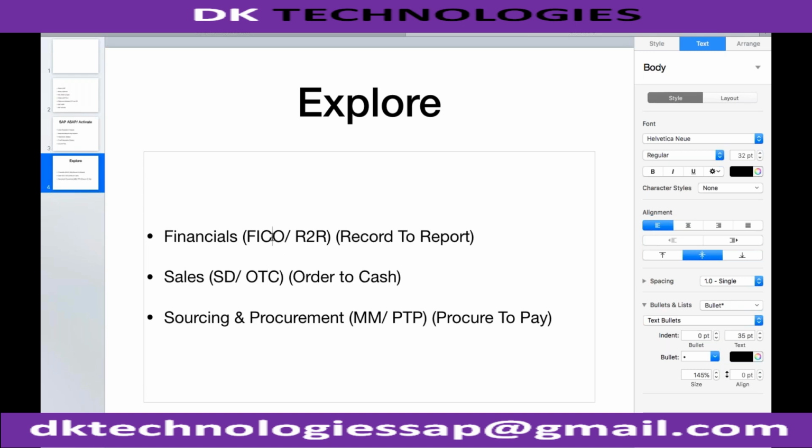Definitely. See, FICO is not only for O2C. FICO has a lot of other things like general ledger accounting, AP and AR accounting. There are a lot of other things. So here you will be able to understand FICO end to end.